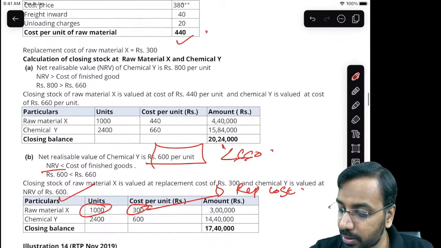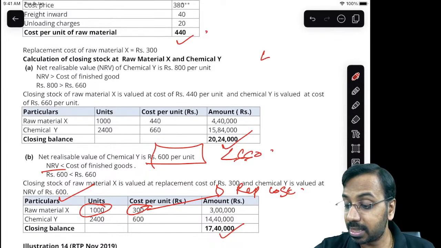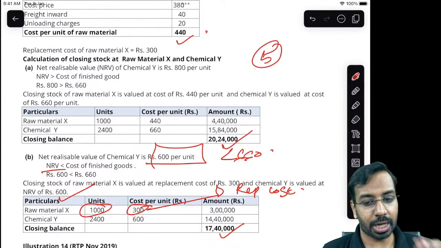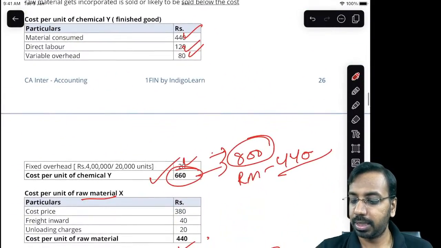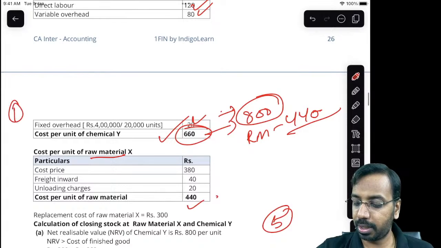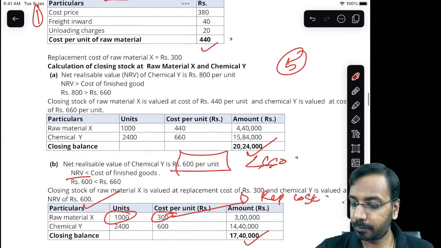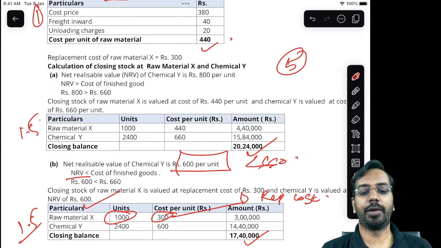As I told you, you have to calculate the total value of inventory. This comes from 5 marks. It's a long question, I know. If you see the working, it's a very, very long question, but you'll be easily able to score 1 mark here, 1 mark here, 1.5 mark here, and 1.5 mark here. 5 out of 5 in this question.